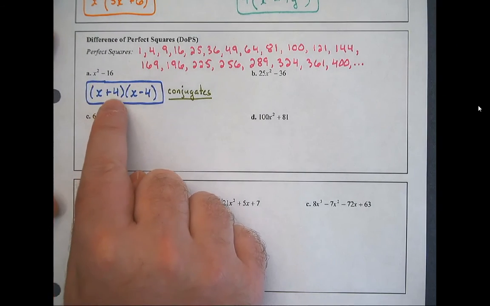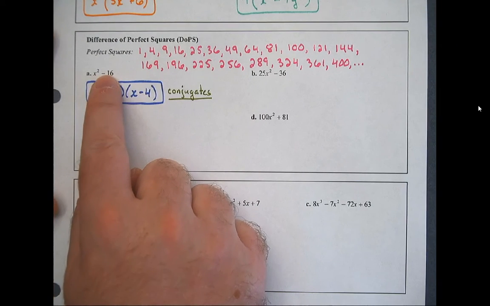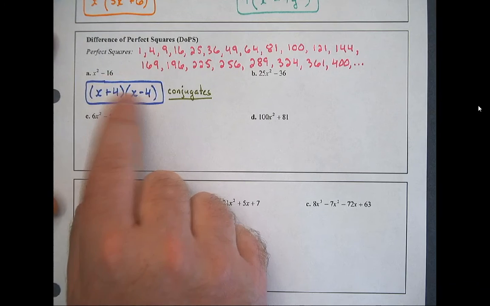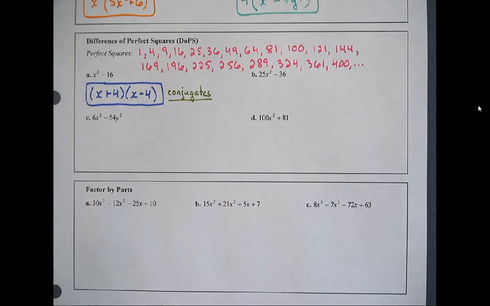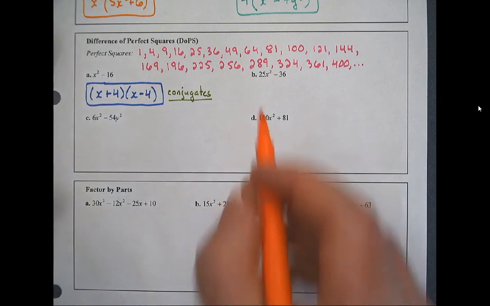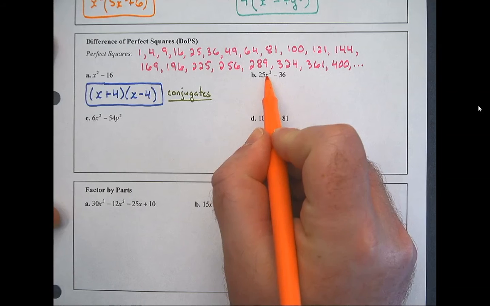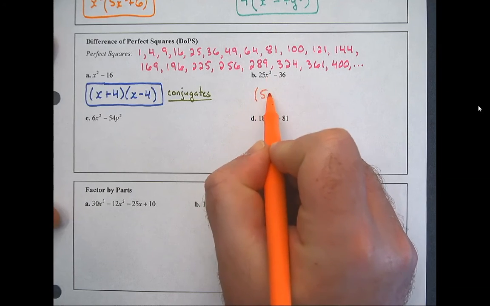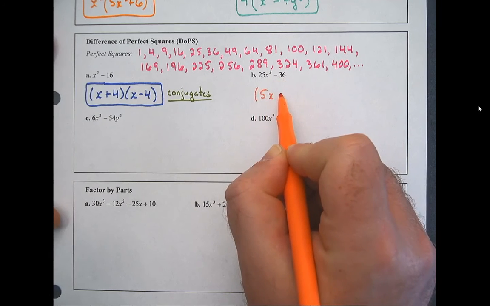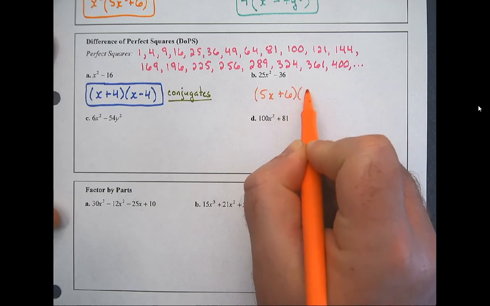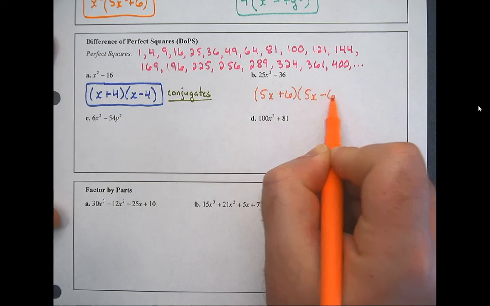That's why you can't use something like 8 and 2. 8 and 2 makes 16. 16 and 1, those make 16. But those are not going to add up to 0 in the middle when you distribute. When you have coefficients, that doesn't change much. You just have to account for those coefficients when you distribute. So now instead of having x times x makes x squared, I need 5x times 5x to make 25x squared. And then I need to make 36, so that would be plus 6. And then 5x minus 6.